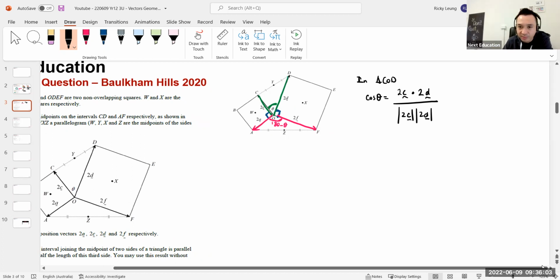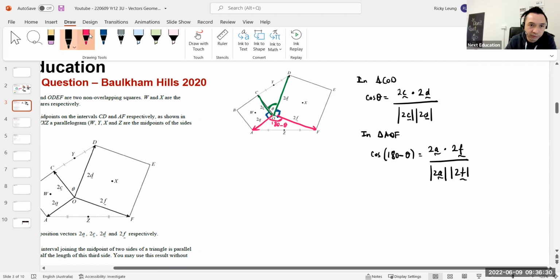Because at the same time, in my pink triangle downstairs, in triangle AOF, I've got cos of 180 degrees minus theta equals 2A dot 2F over the magnitude of 2A times 2F. Now, just to be clear, using all stations as central or angles of any magnitude, this guy equals negative cos theta, which means cos theta will be the negative of this.